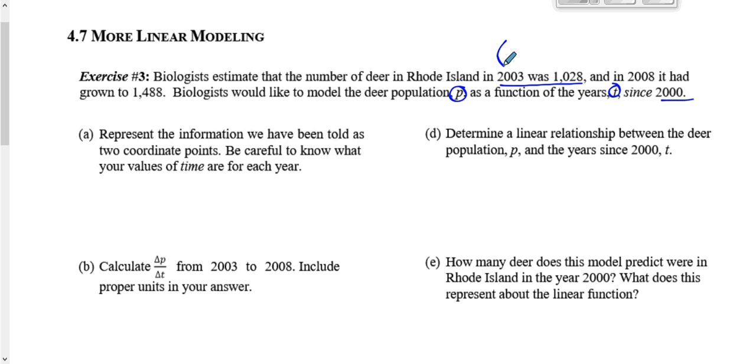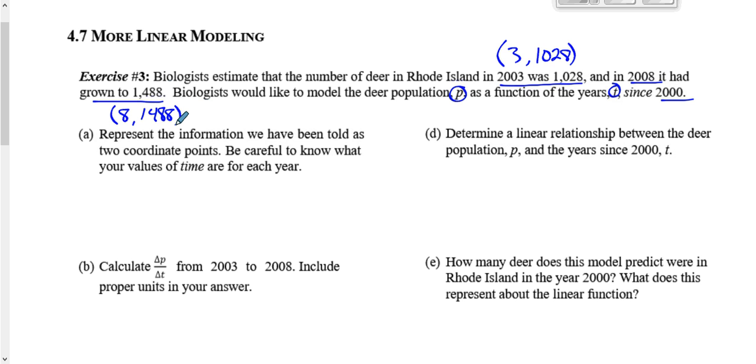Okay, so if this is an ordered pair, what would it be then? 3 comma 1028, yeah? After 3 years, there's 1,028 deer. And now how about 2008, it had 1488 deer. What would that ordered pair be? 8 comma 1488, right? Okay, so that's nice, it starts in 2000, it keeps the numbers simple.